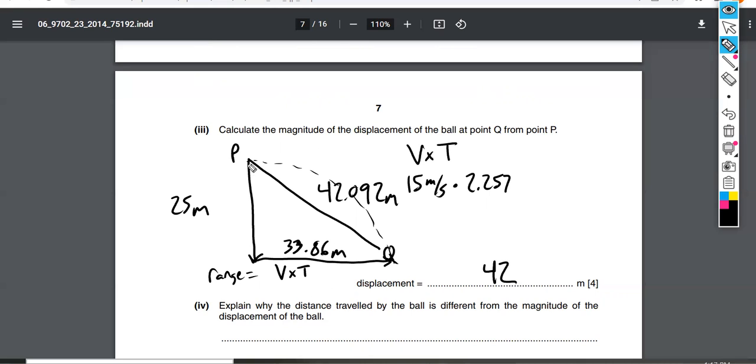The distance traveled is a scalar. It's just how far did it actually travel along this path. And just by inspection, we can look at this and see that the straight line path between P and Q is going to be less than the distance traveled.